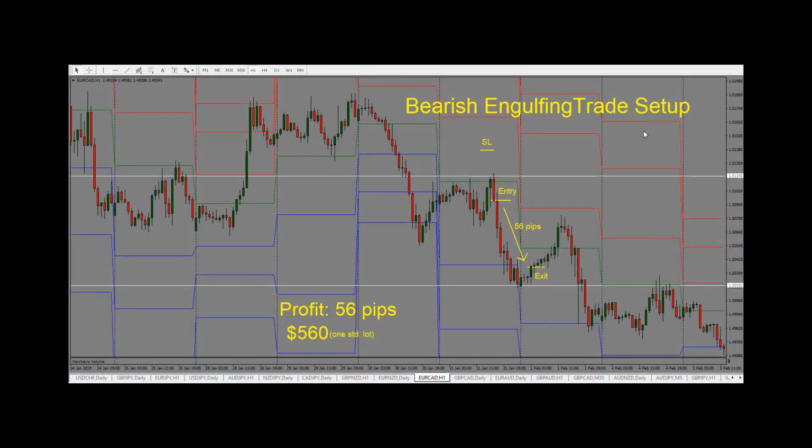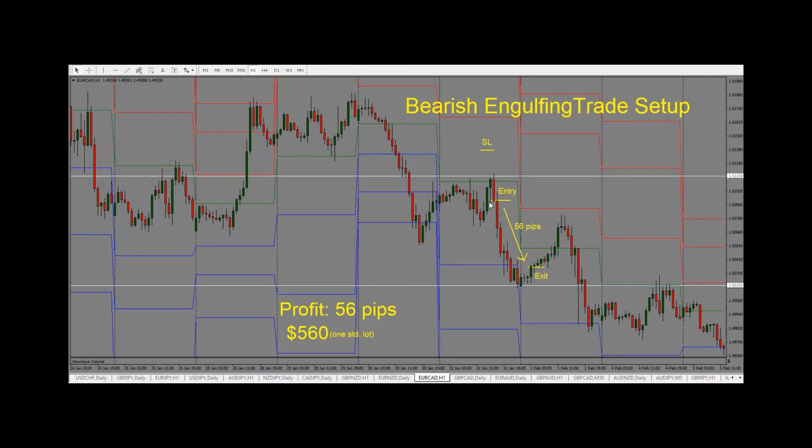We're looking at a bearish engulfing trade setup here. This is the EURCAD 1 hour chart. A bearish engulfing trade setup is when one candle, our bearish candle, completely engulfs the previous candle. So if we were to place this red candle on top of the green candle here, we would not be able to see the green candle. It would be completely hidden. So that's the engulfing trade setup. So this is our bearish engulfing candlestick here. This is a really simple trade setup and easy to identify.